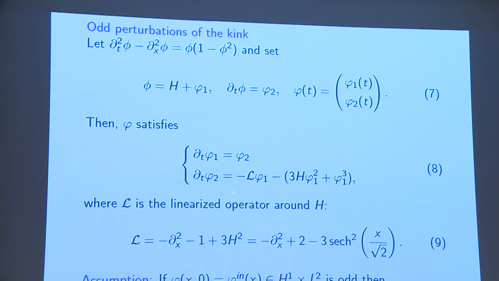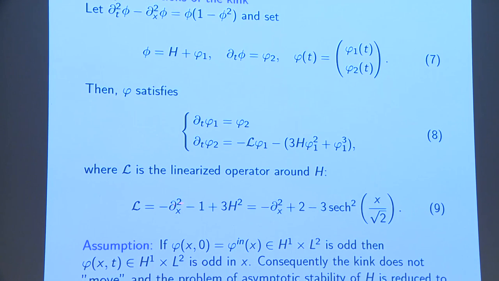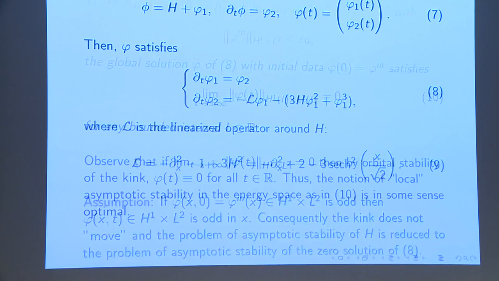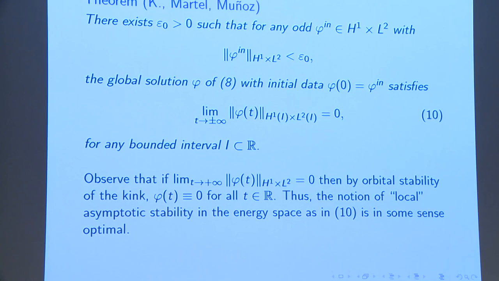So you look at the odd perturbations, and immediately from the nonlinear problem of the previous form, you pass to a different kind of equation. You take the linearized part and the nonlinear part, and now the problem is not the Klein-Gordon equation, because it has a potential. Then the problem is reduced to asymptotic stability of zero in the odd space. This is the problem I will study. And something important that I will use a lot is the form of the linearized operator. This linearized operator is classical, and you know a lot, if not all, about its spectrum.